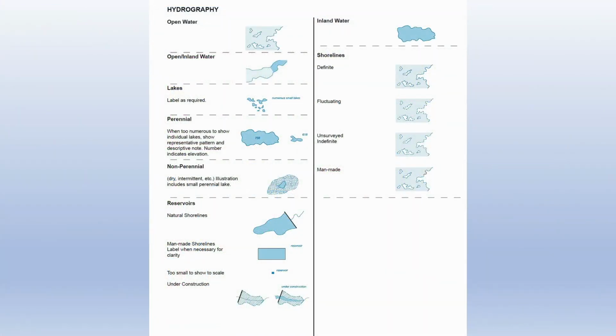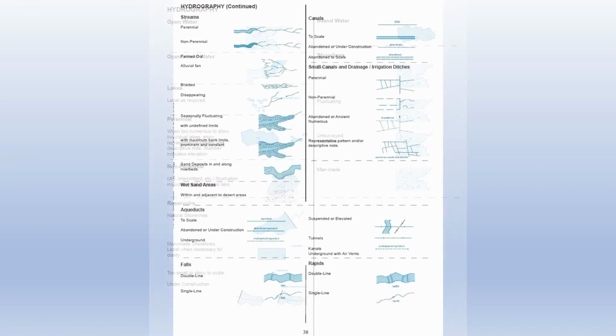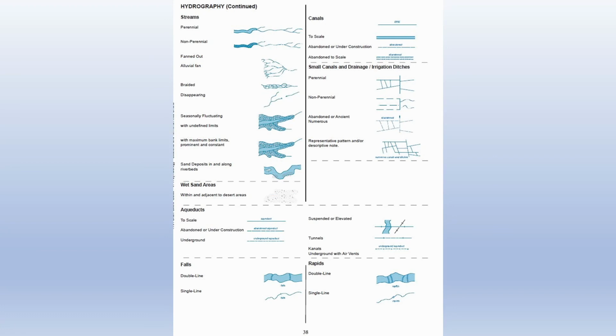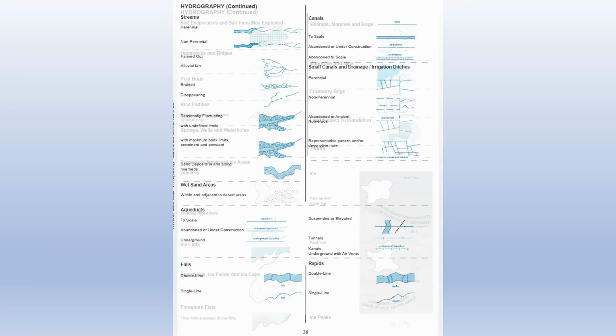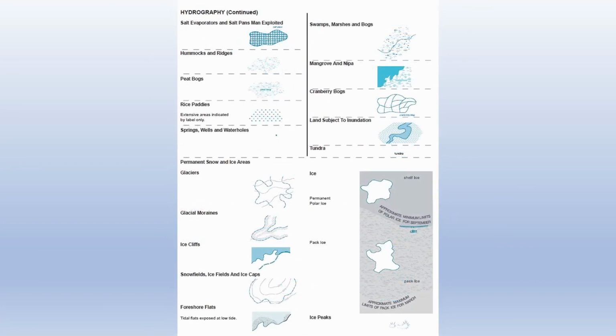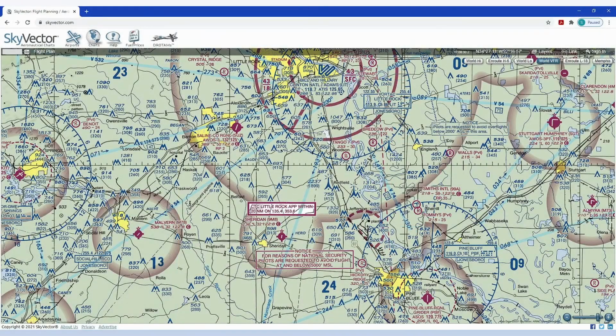The charts also depict a wide range of hydrological or water features, including oceans, lakes, rivers, streams, canals, swamps, and glaciers. The charts also depict man-made objects that can easily be identified from the air. The FAA refers to these as culture landmarks. The most prominent of these are cities.